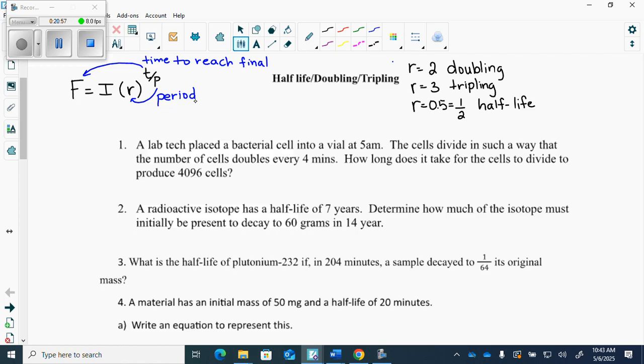So a lab tech plates a bacterial cell. A bacterial cell, where's that going? Initial. So the initial is 1. Make sure we're writing this down. Initial is 1, into a vial at 5 a.m. The cell divides in such a way that the number of cells doubles. What's that? R is 2. Doubles every 4 minutes. So every 4 minutes this thing is doubling. Is that time to final or the period? It's the period.